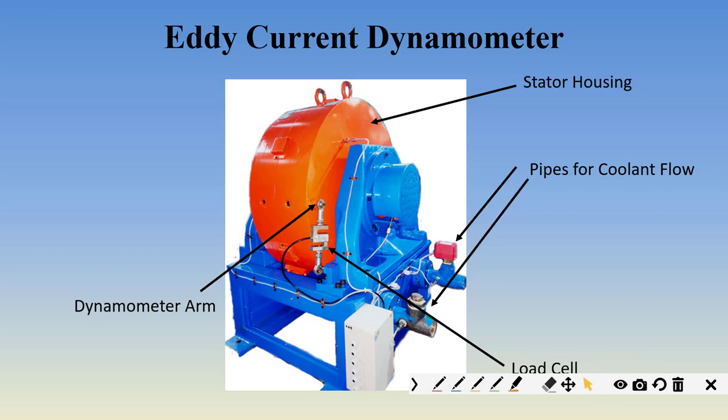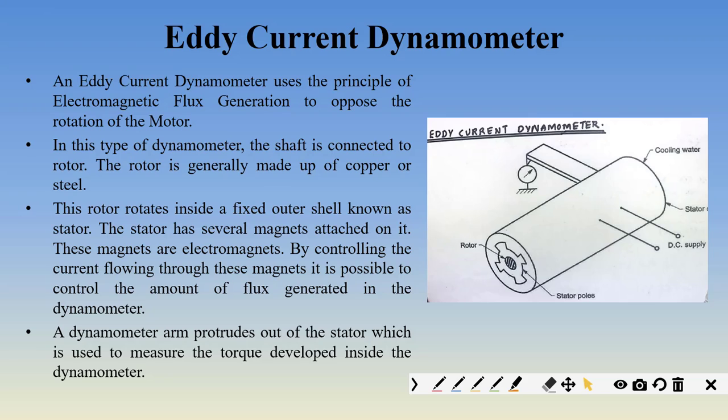It is possible that in the exam they might ask you to write a short note on the eddy current dynamometer. So what do you have to do? You have to draw this diagram. You have to explain that this rotor is made up of copper and the outer stator is made up of an electromagnet. We can control the amount of current going to the electromagnet, and by controlling it, we can control the magnetic flux developed, which opposes the motion of this shaft.